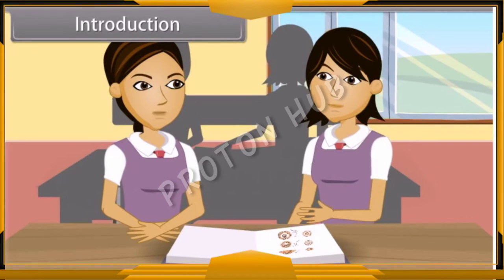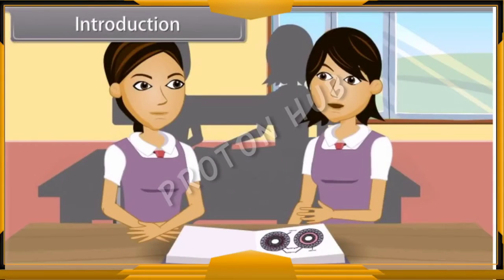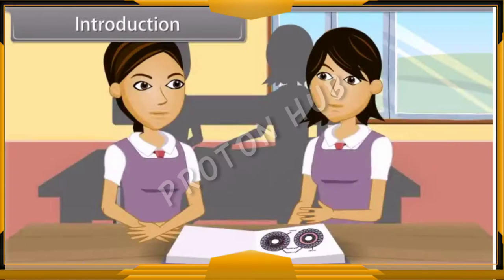On the basis of body cavity, the animals are either acoelomates, example coelenterates and flatworms, or pseudocoelomates, example nematodes. According to presence of number of germ layers, animals are either diploblastic, example sponges, coelenterates, or triploblastic, example flatworms to mammals. We will now discuss some important characters and examples of various phylum of kingdom Animalia.